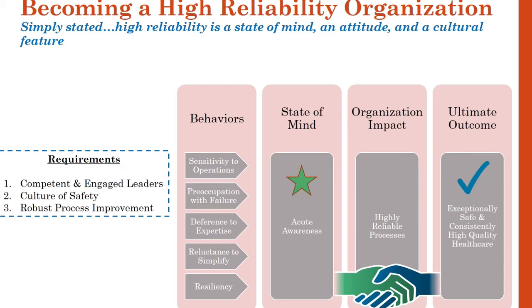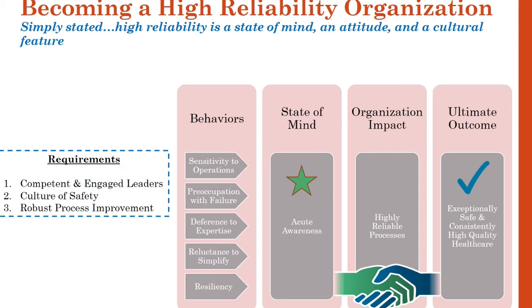Being highly reliable is really your attitude. It's a state of mind. It's the way your culture is. You don't go through the checklist and then become highly reliable. It's just the way the business model looks. And it has 3 requirements, which many of you on the phone I'm sure are familiar with. It's competent and engaged leaders, it's that culture of safety, and it's having robust process improvement.